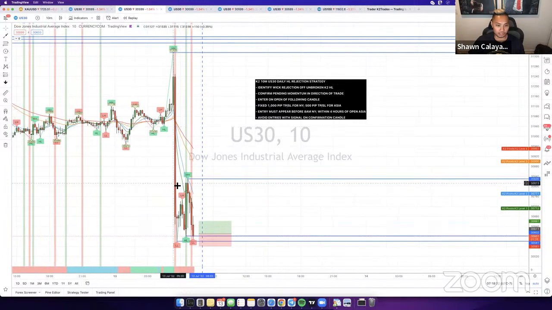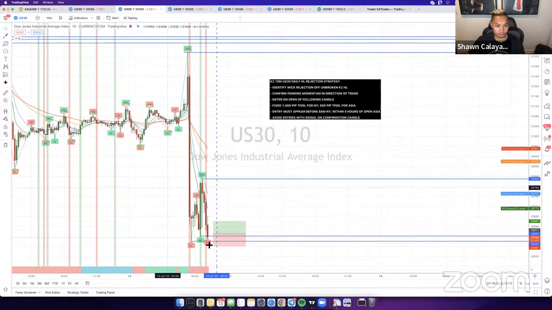So I'm looking for this rejection right here, guys. If we get the rejection off this point, this might be the entry that I was looking for with regard to this strategy right here. I don't know if I can take it though.